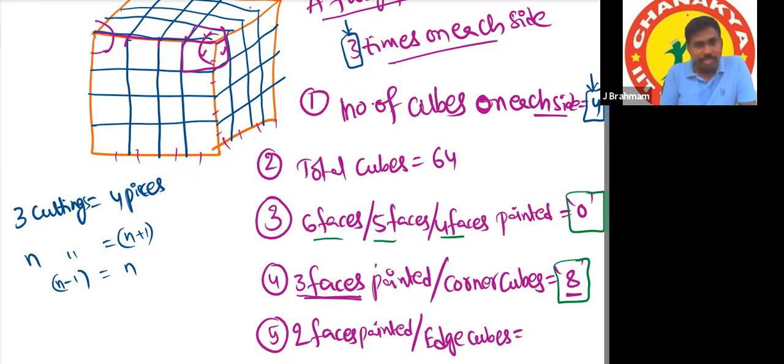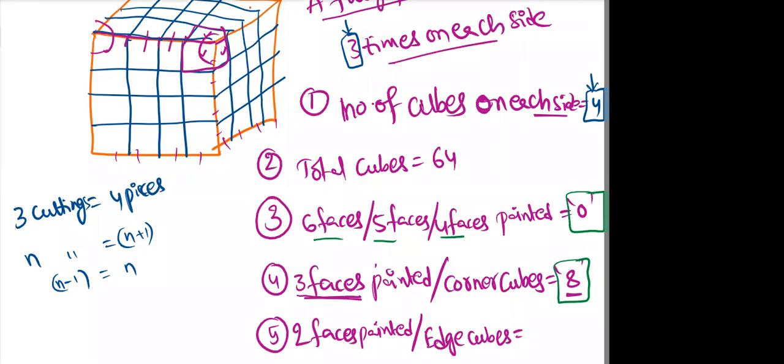On each edge, how many pieces are there? 24. Countable. 1, 2. Yes or no? Yes, sir. Total how many edges? 12 edges. 12 twos are 24.